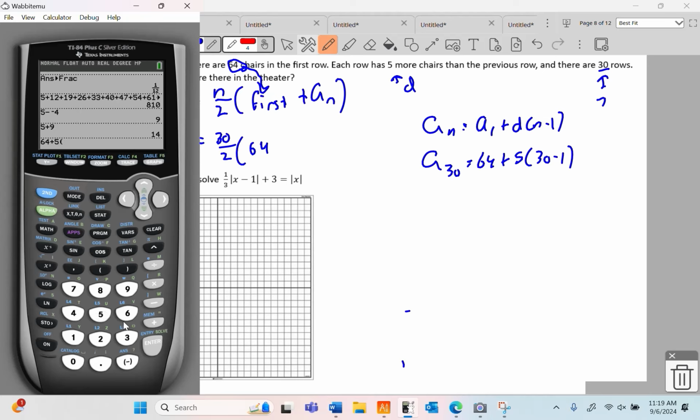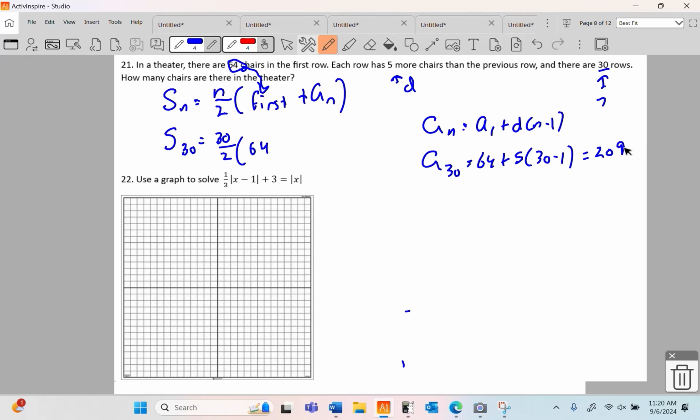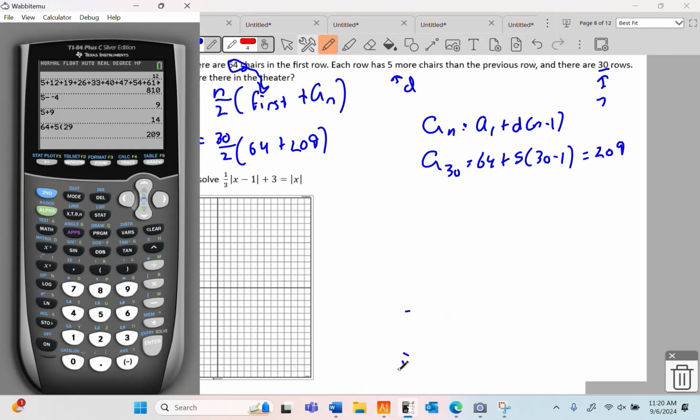I do know that 30 minus 1 is 29. I do know that. 209 chairs in the left row. So plus 209. And let's see here. Let's just make sure I don't make any mistakes, because y'all will blindly copy my mistakes. 30 over 2 is 15. In parentheses is 64 plus 209. It's a very large theater. 4,095 seats.